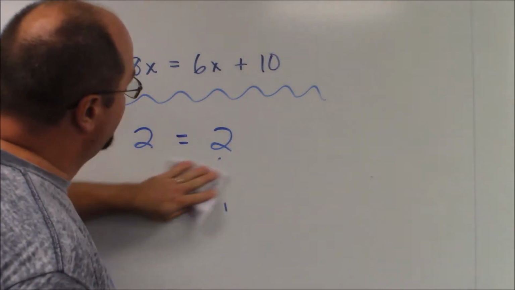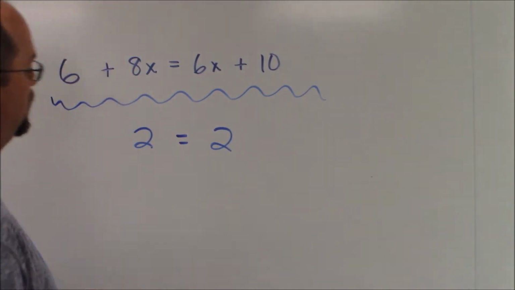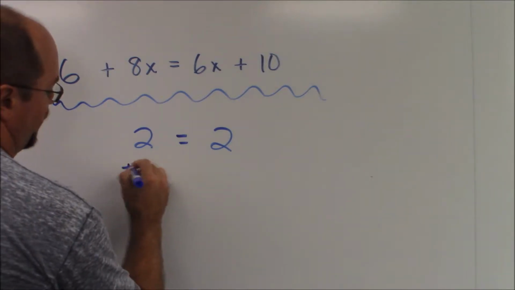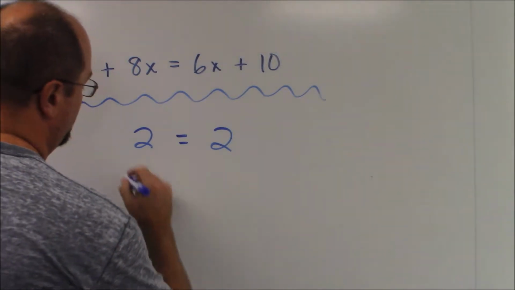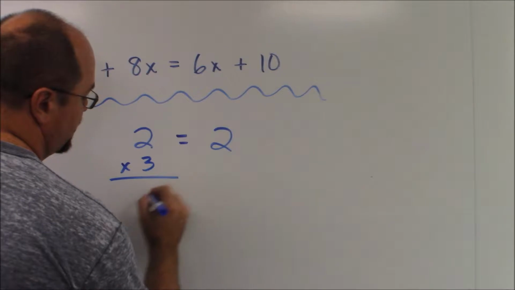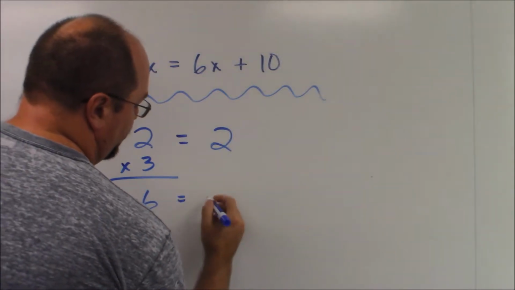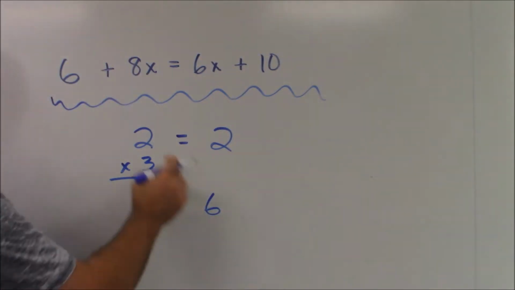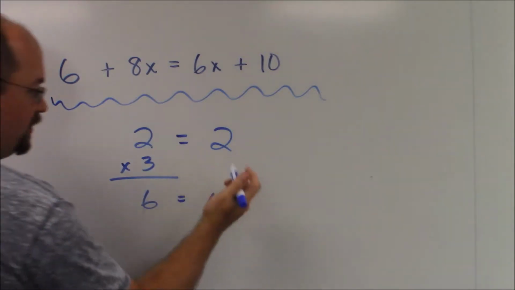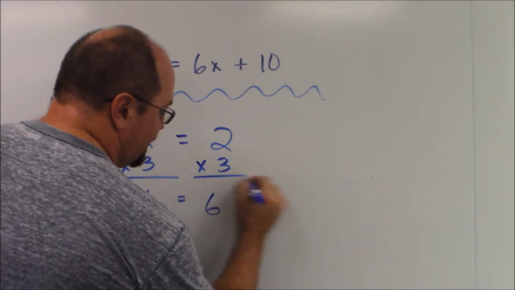All right, so let's use multiplication for an example instead. So if I multiply 2 by 3, that's going to give me 6. Well, in order for 6 to equal 6, I have to do the same thing that I did to this side of the equation to this side. So I'm going to multiply this side by 3.